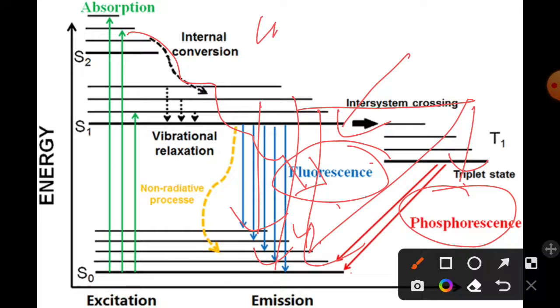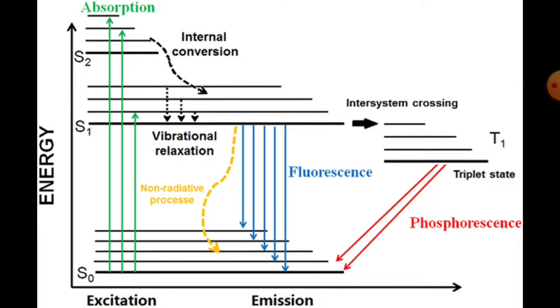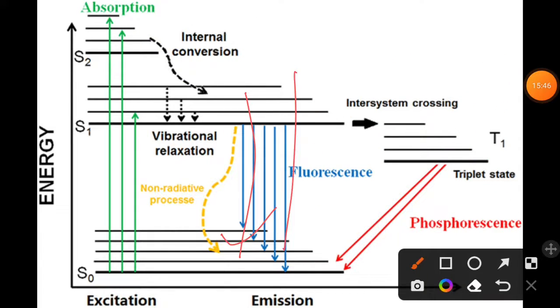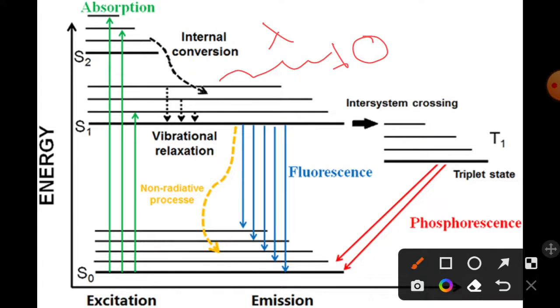So the various kinds of paths for coming back to the ground state are shown by this diagram, and this diagram is known as the Jablonski diagram. Try to understand this very carefully in a simpler way. So this is the fluorochrome. Suppose this is a particular wavelength of light on which it can be excited. The fluorochrome will absorb the light and become excited. As a result, it will transfer to its excitation state.